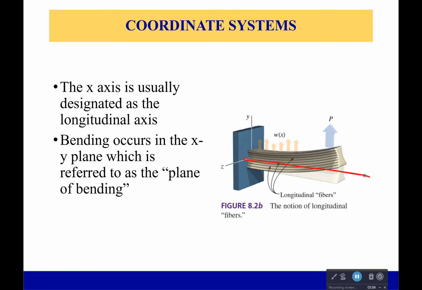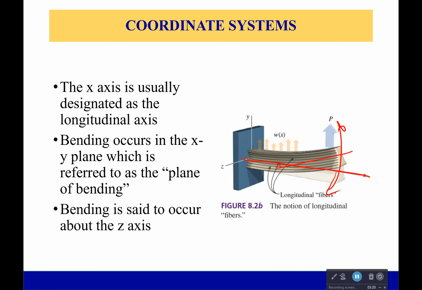Now, the bending is going to occur in the xy plane, and that's why it's called the plane of bending. So we either go up or down, and hopefully we won't get any in the xz plane, because that is not good. That's the weak axis for most beams, cause it to fail. Our bending is said to occur about the z-axis, because if you look at this, if this is a moment, it's curving around what axis? The z-axis.